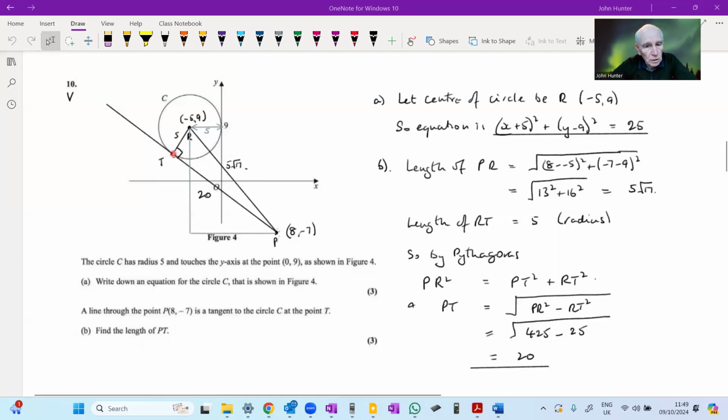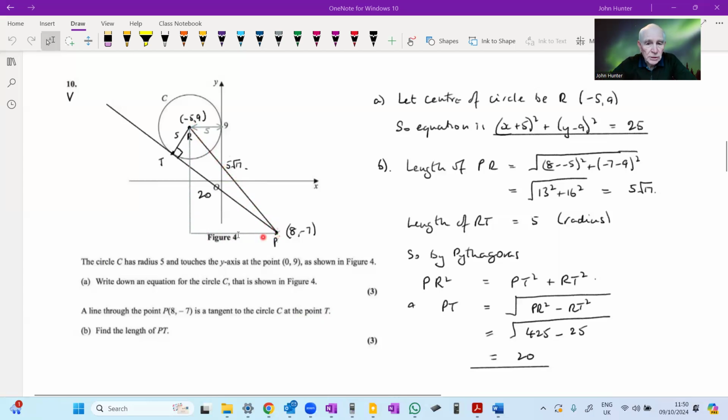But we do know the endpoints of this hypotenuse, and we know the length of this. Now, if we know the endpoints of the hypotenuse, we can work out its length. Okay, so let's do that first. So the length of PR, well, if we can imagine this grey line here and this one here, what we're essentially doing is using Pythagoras on this.